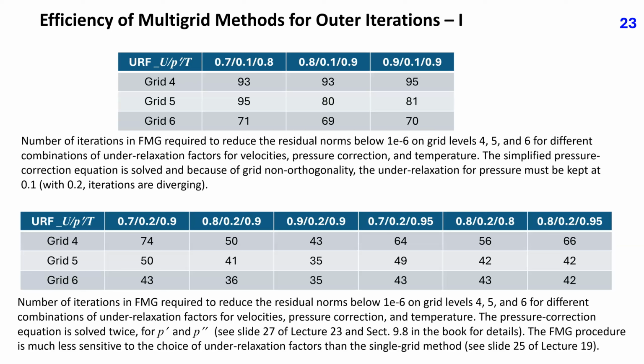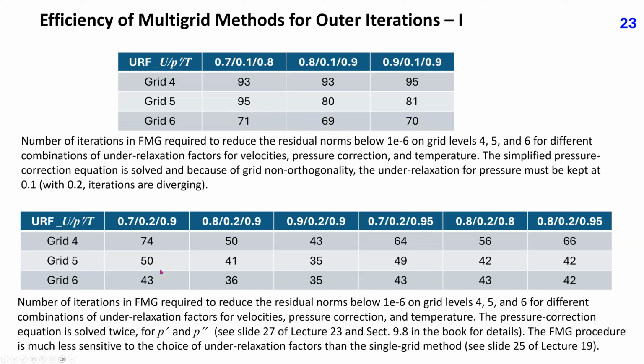We have seen in slide 25 of lecture 19 that the number of iterations required to reach the convergence criterion in a single grid method strongly depends on under-relaxation factors. The finer the grid, the stronger the dependence. This table shows that the multigrid method is not very sensitive to the variation of under-relaxation factors.